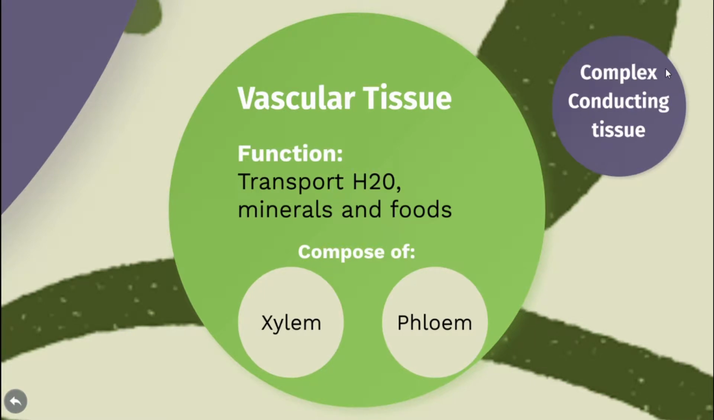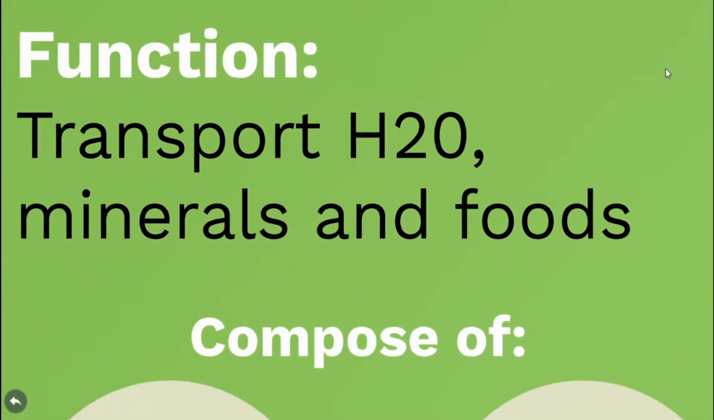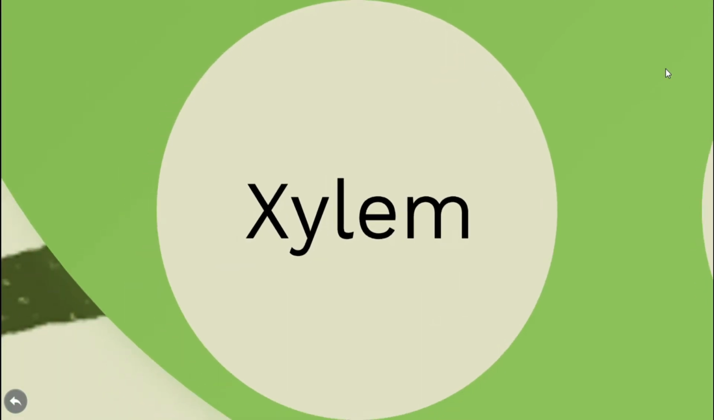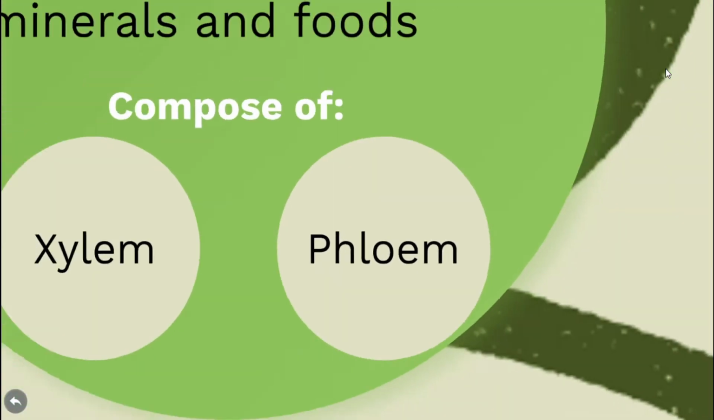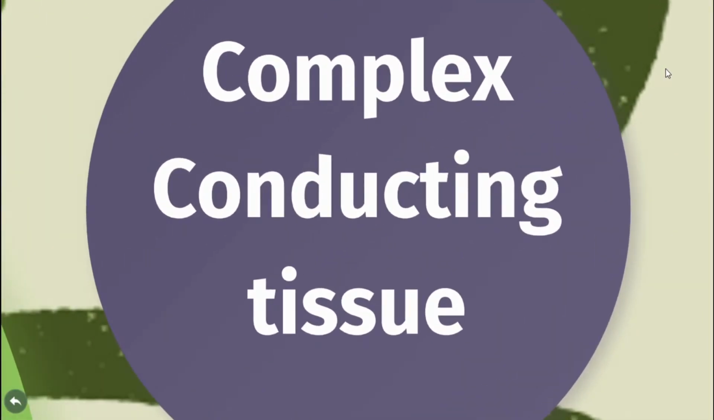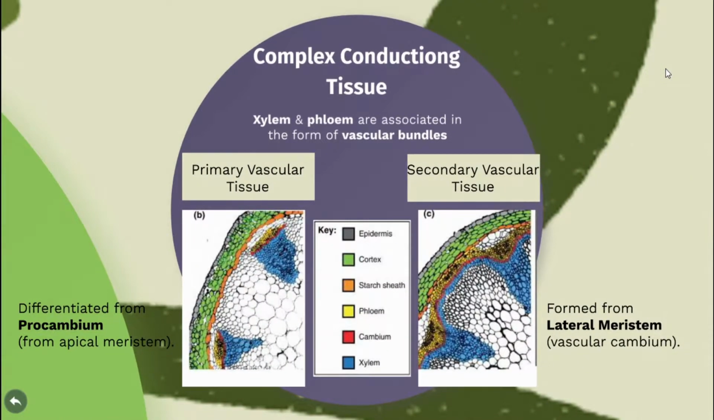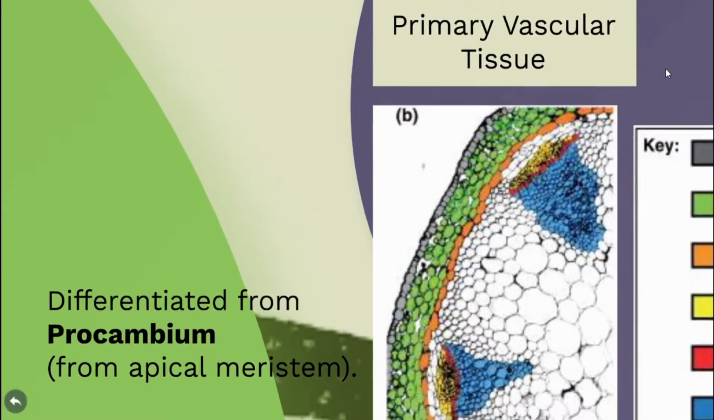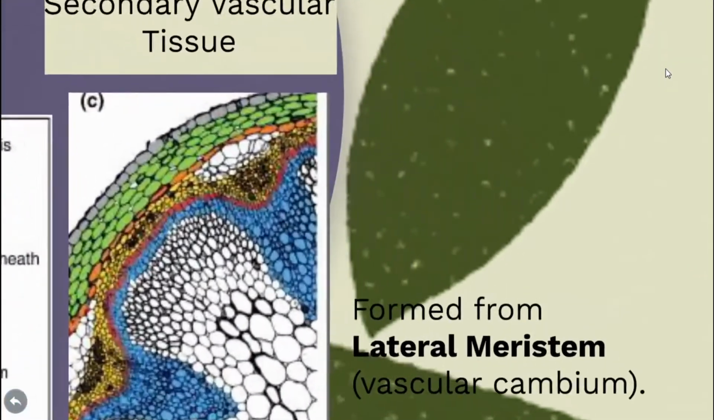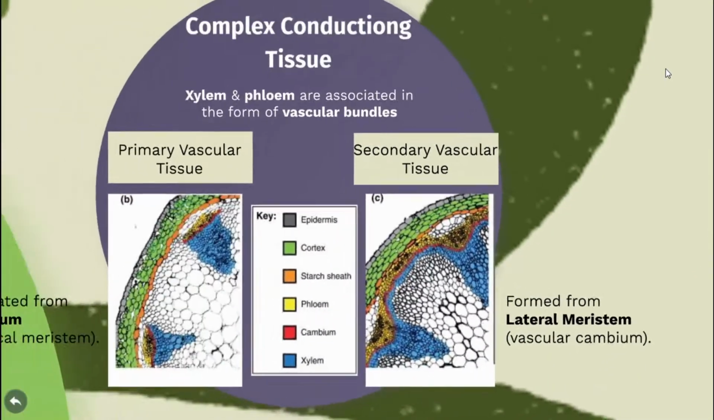Lastly, the vascular tissue. Its main function is to transport water, minerals, and food throughout the plant. It is composed of xylem and phloem. Its system is the complex conducting tissue, in which xylem and phloem are associated in the form of vascular bundles. It is divided into primary vascular tissue and secondary vascular tissue.